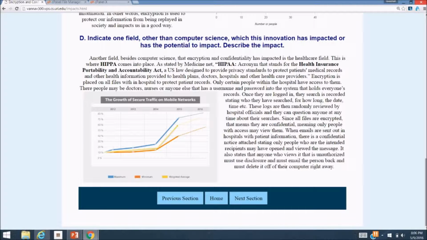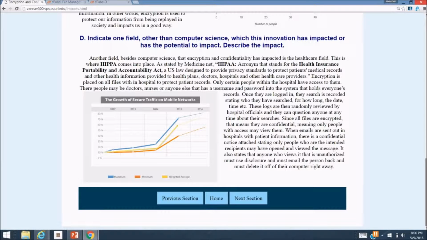So our information needs to be protected, which makes daily cell phone use another way this innovation is used. Besides cell phones, the field that encryption and confidentiality is used in is the healthcare field. HIPAA, which is the law designed to provide privacy standards to protect patients' medical records and other health information, is used throughout the whole healthcare field.